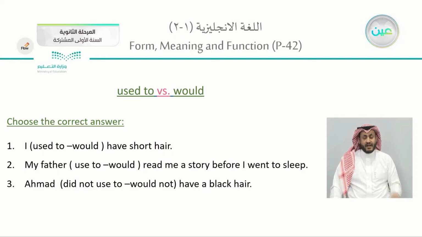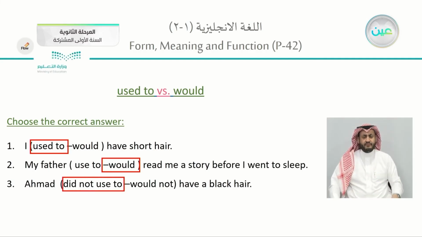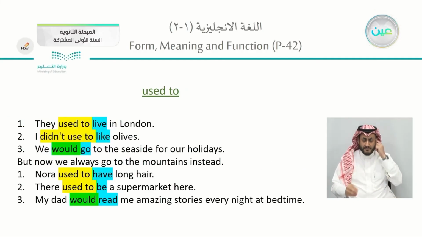Let's choose the correct answer in here. I used to or would have short hair, a state in the past. So it is only used to. It's not an action, you can't use would. My father used to or would read me a story before I went to sleep. It will be would, or we can use used to. Ahmed didn't use to or would not have black hair. It is actually a state, so he didn't use to have the hair.